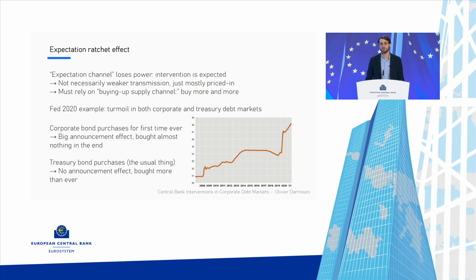In spring 2020, there was turmoil in both corporate and treasury debt markets in the US, so the Fed started 2 asset purchase programs to support each of these markets. And it's just striking how the response to these 2 programs went. The first, the corporate bond program, was actually very new. It was the first time ever the Fed bought corporate bonds. The ECB had started to buy corporate bonds earlier, but the Fed hadn't.